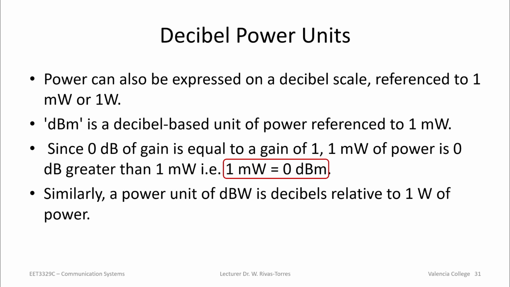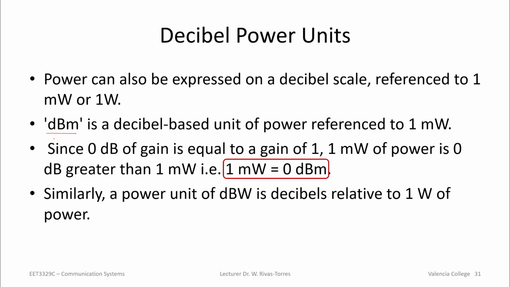We can reference it. The two most popular are either milliwatts or watts, right? So reference to 1 milliwatt or 1 watt. Notice that dB units is always a ratio, even when we talk about power. So whenever I talk about a unit of dBm, that is a decibel-based unit of power, and it's referenced to 1 milliwatt. So you take your power, you divide it by 1 milliwatt, 10 log of that, and that becomes dBm, right?